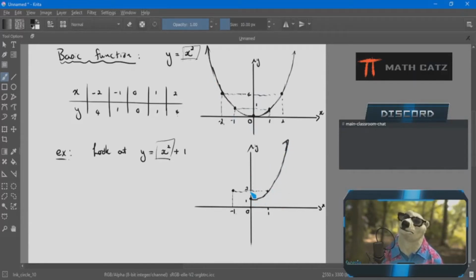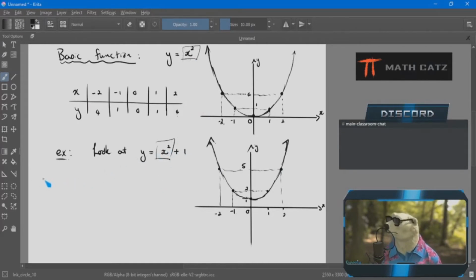I have the same shape, wobbly as it may be. This left side is the bane of my existence, getting it nice and smooth. Everything is just shifting up by 1. So I can get the graph of this new function by understanding how it was transformed from the basic function.